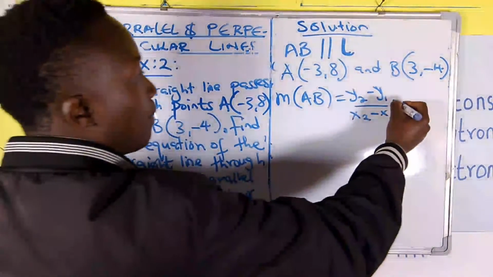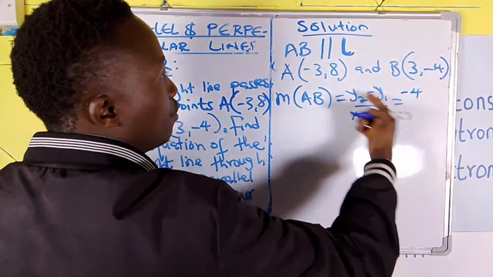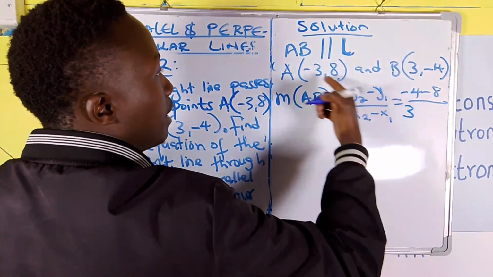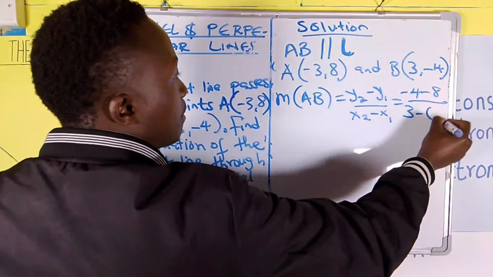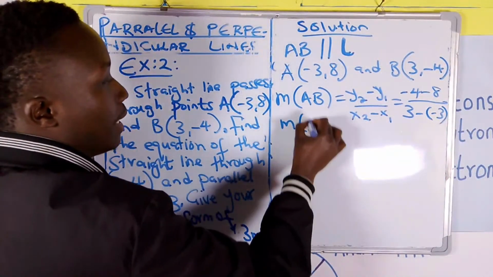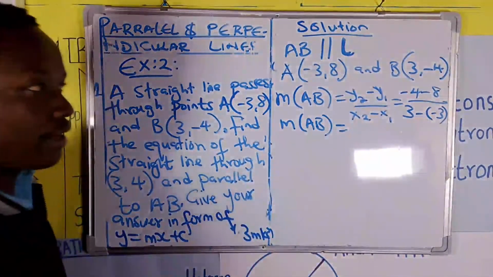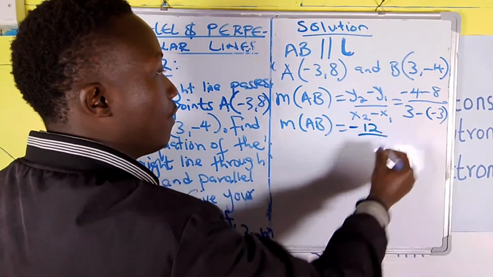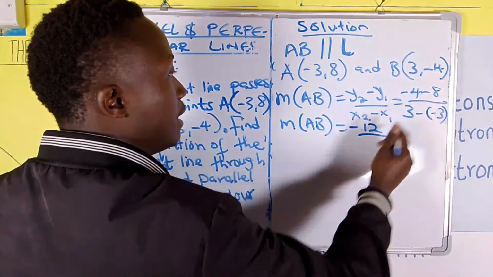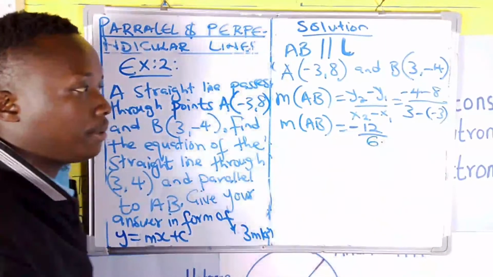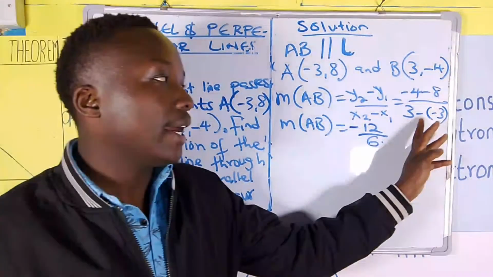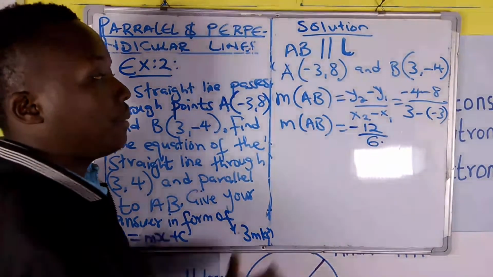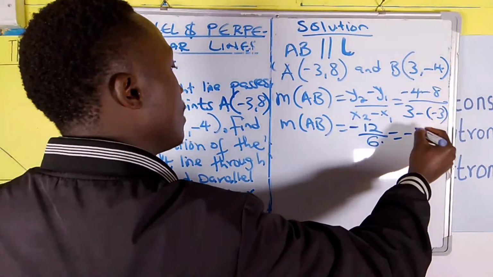So in this case, our Y2 is negative 4, our Y1 is minus 8, over our X2 is 3 minus our X1 is minus 3. And we will get our m of AB, which is the gradient of AB, is negative 4 minus 8 is equal to negative 12 over 3 minus negative 3 is equal to positive 6. Why positive 6? Because a negative and a negative ends up being a positive. So we will end up having negative 12 divided by 6, which is equal to negative 2.